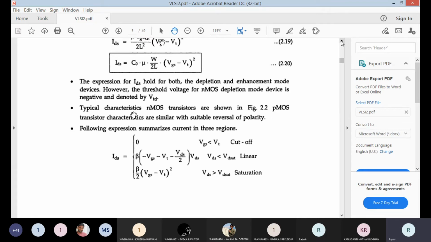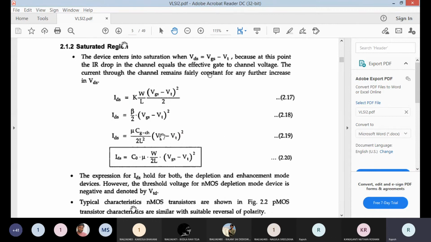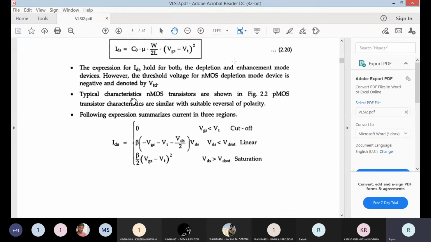VDS less than VDSAT. What is VDSAT? This voltage, VGS minus VT. VDS is equal to VGS minus VT. If you are operating below that, from 0 volts to some threshold voltage, we can't tell 0 because this is an enhancement device. So if it is from something from 0 to VDSAT, it is linear region.